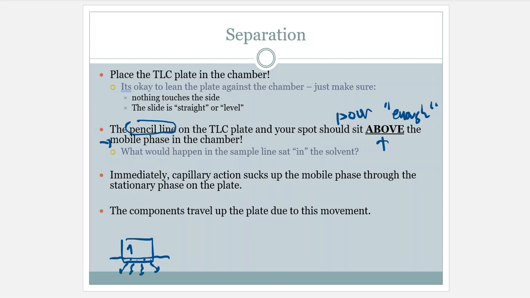And the reason is because if you pour too much and then you lower your plate on the inside and you're like, whoopsie, I made a mistake, well, by that time it might be too late. Now your developing plate is ruined. All the work that you went in to spotting that plate is for nothing, because now it's been submerged. It's not sucking that developing solvent up into the stationary phase and toward the top of the plate. Immediately, as soon as it hits, that plate is going to start sucking up mobile phase for you. That's what you want. And the components are going to start traveling up the plate, of course, due to that movement. And that's exactly what we want to see.